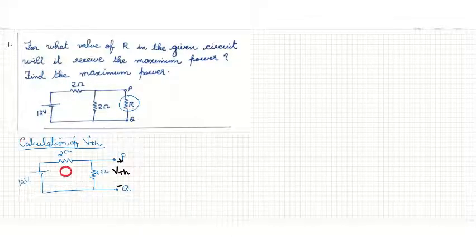This current is taken as I1. From the circuit we can write I1 is equal to VTH divided by 2 plus 2. This is V.